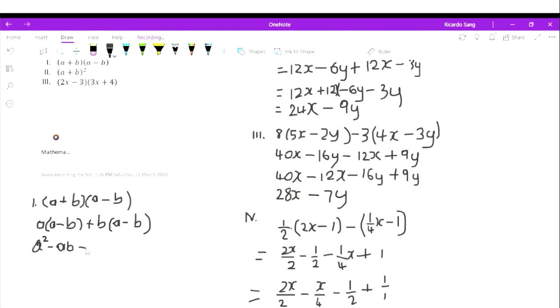This is the same thing. B times A is the same as AB. That will be plus AB. You could say BA, but it's the same thing. Multiplication is commutative, meaning that A times B is the same as B times A. So BB, that will be B squared. That will be minus B squared. B times minus B will give you a minus B squared.